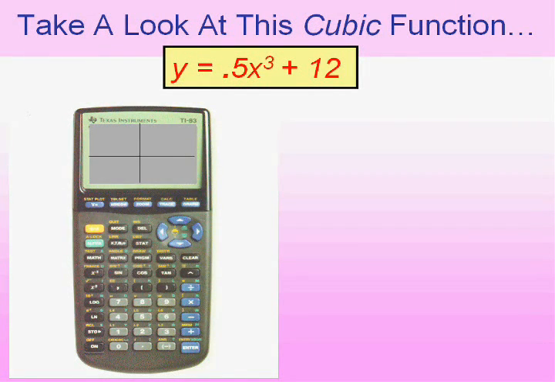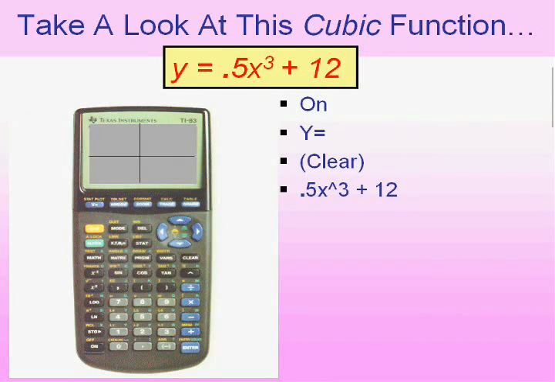Now you should know what a cubic function should look like. Let's go ahead and graph it. Do this with me. Put it into your calculator. Do you remember how to do that? Turn it on. Hit the Y equals button. Clear out anything you did from last class, perhaps. You may not have to do that. And now type this function, 0.5x to the third power plus 12. And if we want to look at the picture, hit the graph button.